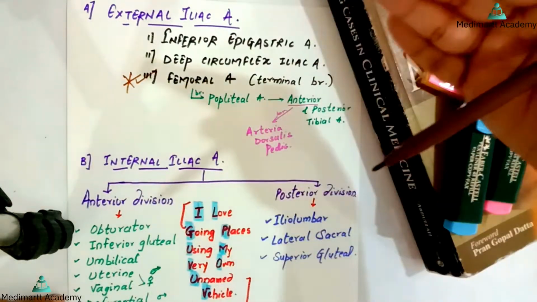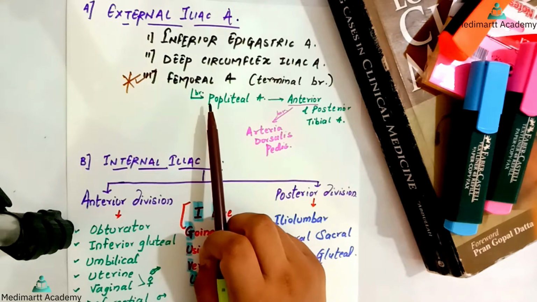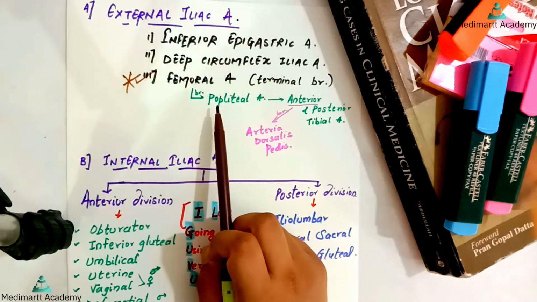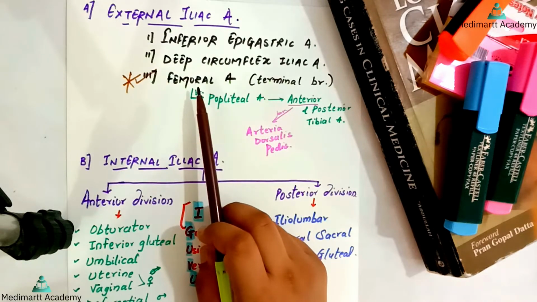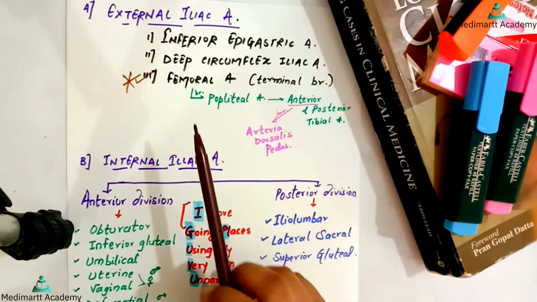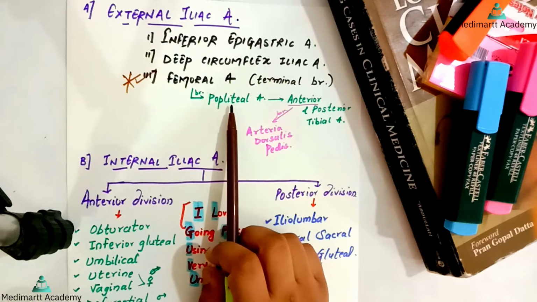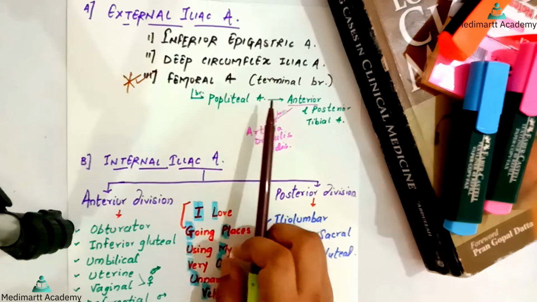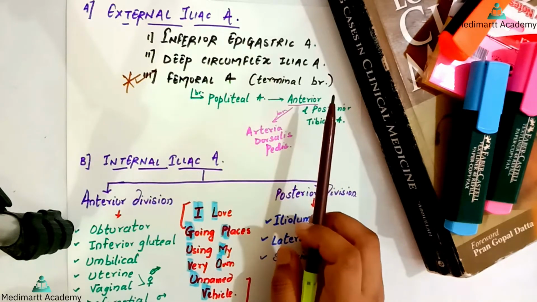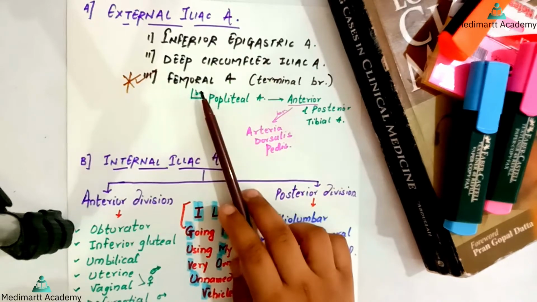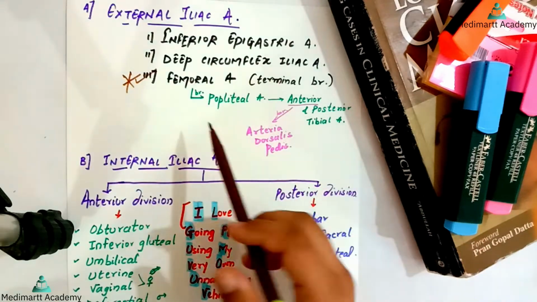Suppose you are asked which artery supplies the popliteal fossa. Then you will say the popliteal artery. Then you will be asked which artery the popliteal artery is a branch of. Then you have to tell the femoral artery, and then further above. The femoral artery continues in the popliteal fossa as the popliteal artery, and this popliteal artery again branches into the anterior and posterior tibial arteries. These anterior and posterior tibial arteries supply the leg, and the popliteal artery supplies the popliteal fossa. The femoral artery supplies the thigh, obviously, and the major part of the lower limb.